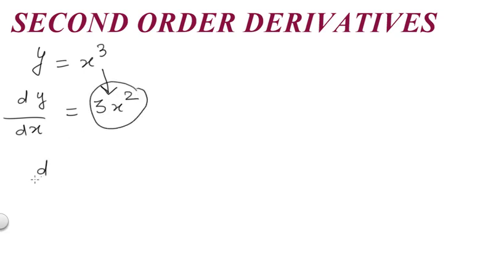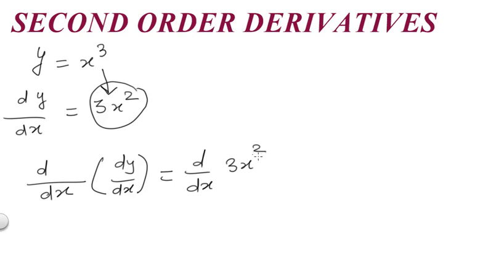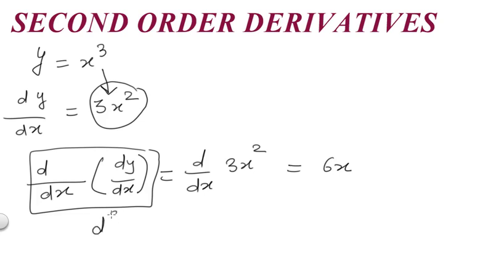When we differentiate this again with respect to x, we will write d by dx of dy by dx, because we are again doing the differentiation, so we will get d by dx of 3x square this side, and the answer will be 6x. This representation, when we differentiate the first order derivative, that is dy by dx, with respect to x again, is written as d square y divided by dx square. This is the representation for second order derivative. This is how we write, equal to 6x.